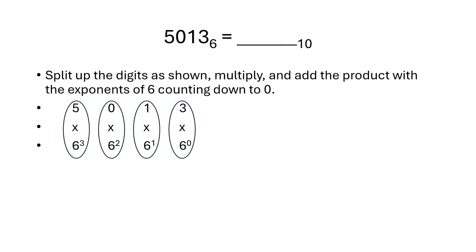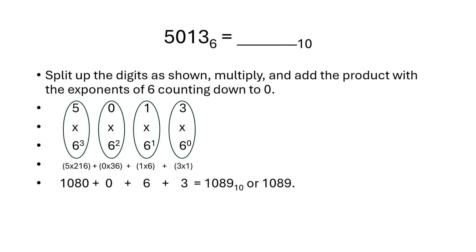And so we have 5 times 6 to the third, or 5 times 216. And you have, of course, 0 times 6 squared. Of course, that's 0. 1 times 6 to the first is 6. And then 3 times 6 to the 0, which is 3 times 1. It's 3. And so 1080 plus 6 plus 3 is 1089 base 10, or 1089.